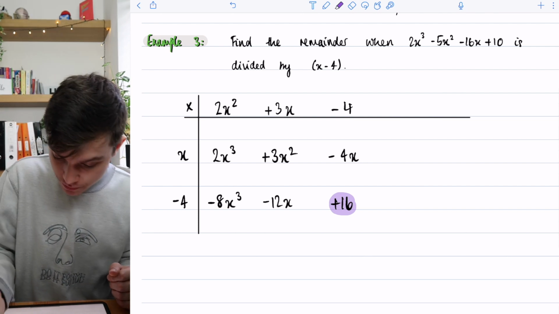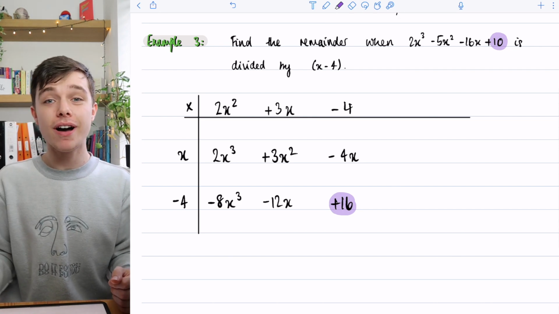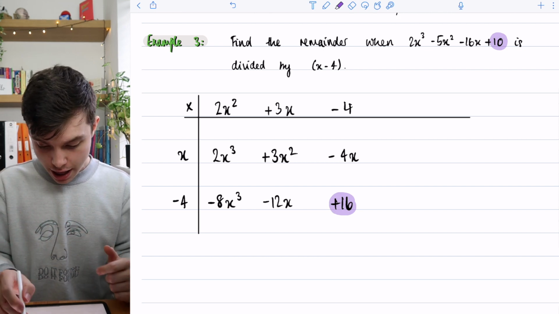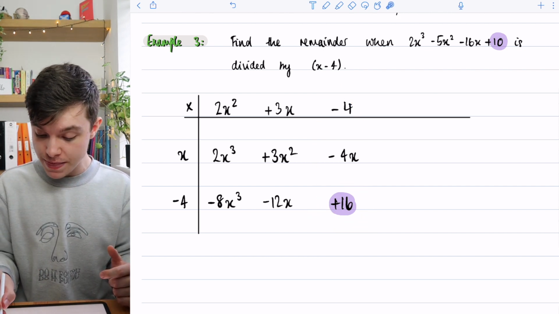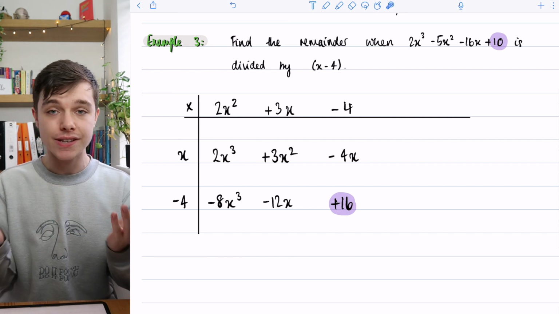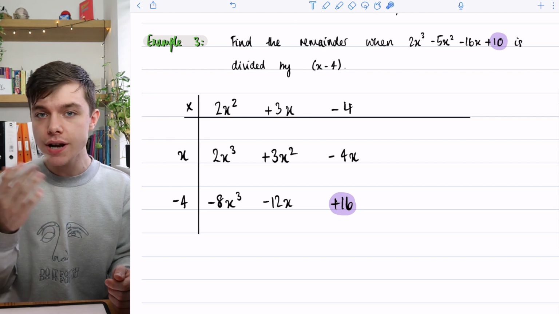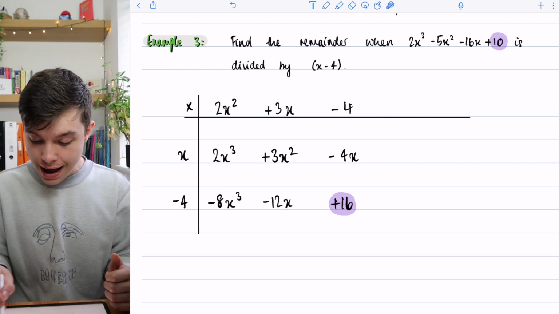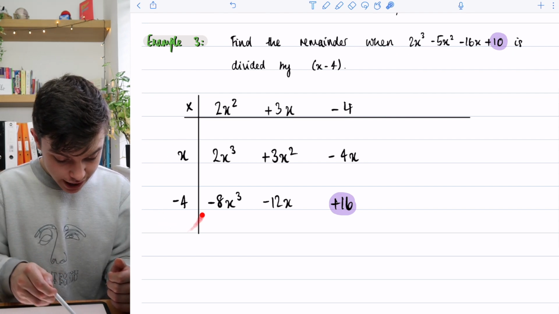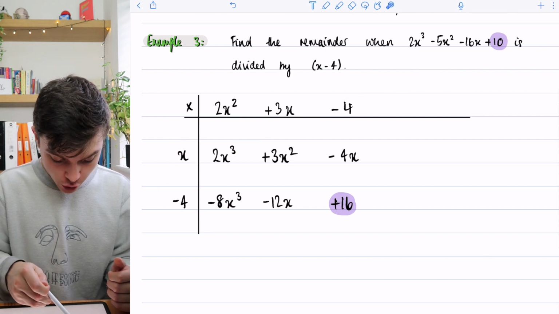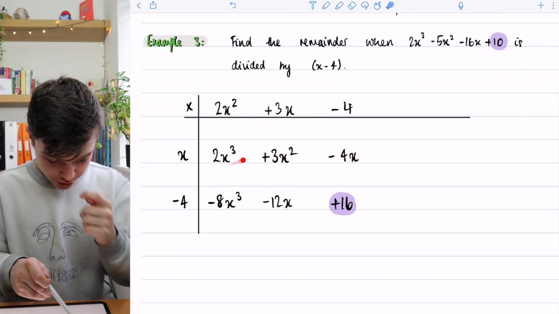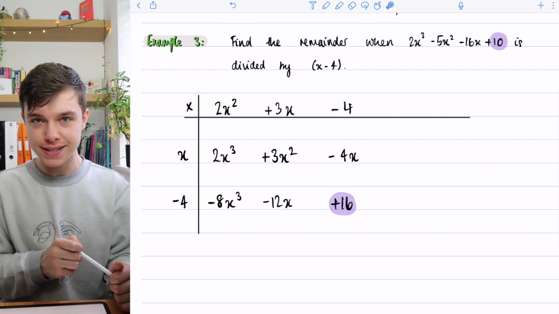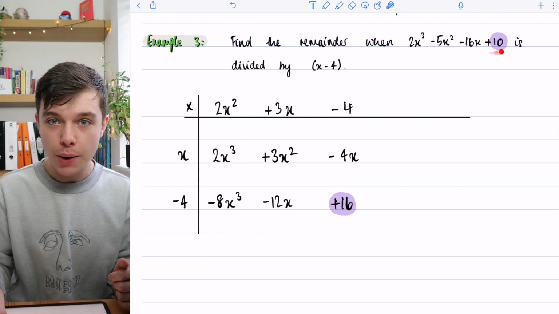In what we have in the question, I have a constant term of 10. So clearly the remainder is not 0. If the remainder was 0, then my constant term under the grid would have been the same as the constant term here. It's not. We've got a constant term of 10 in the question, and under the grid here, we've got a constant term of 16. In other words, we don't have the cubic that we want. When we divide this by x minus 4, we get all of these added together, so we get 2x cubed minus 5x squared minus 16x plus 16. I don't want plus 16, I want plus 10.